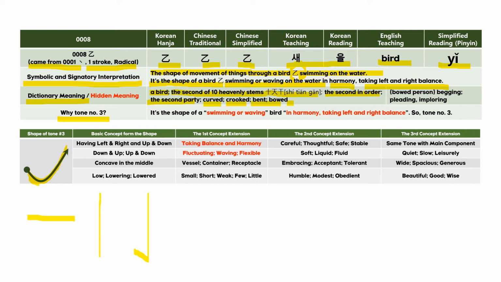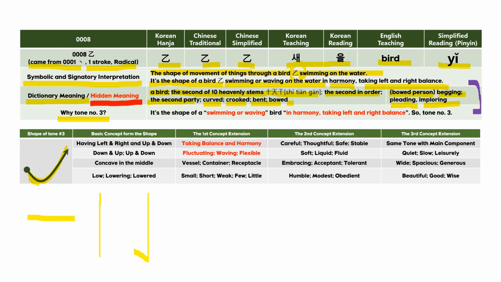Okay, but hidden meanings are much more important, as I told you repeatedly. The hidden meanings, you can imagine a bowed person, body bowed, who is begging, pleading, imploring. Yeah. Please try to remember these hidden meanings.